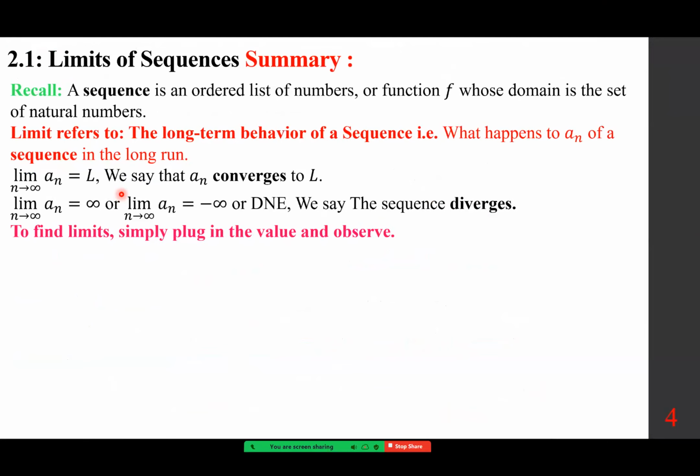The summary of this section, and we will look at them with more details, besides the definition of a sequence, which is an ordered list of numbers or function f whose domain is the set of natural numbers or positive integers. Now, for this section, limit refers to the long-term behavior of a sequence, i.e. what happens to a sub n of a sequence in a long run.